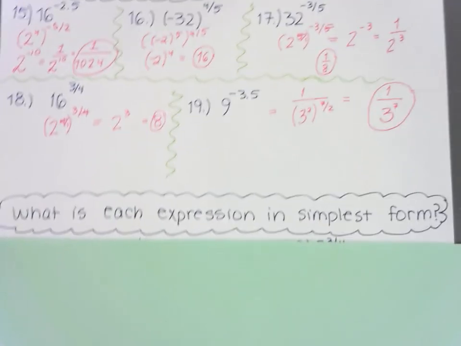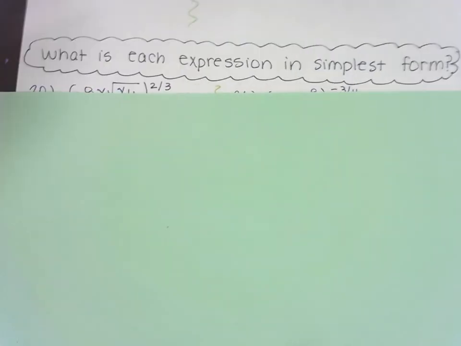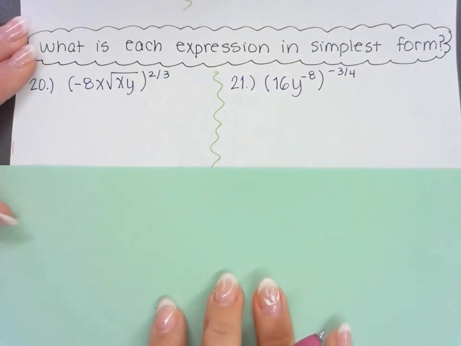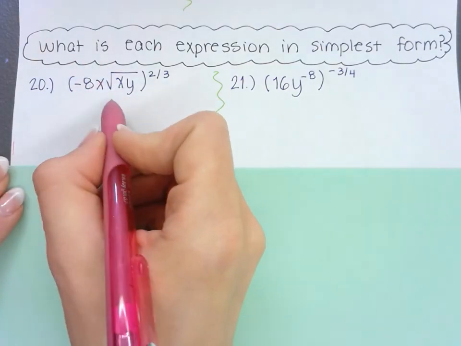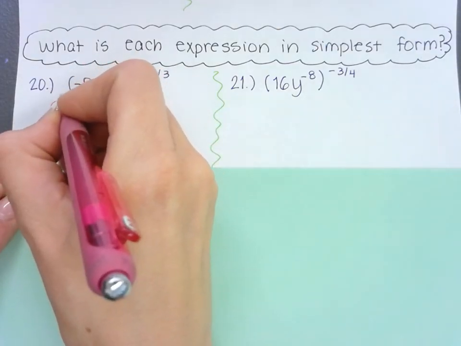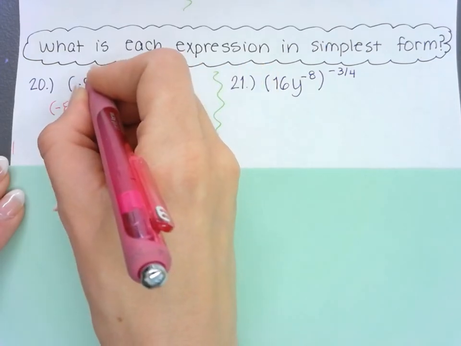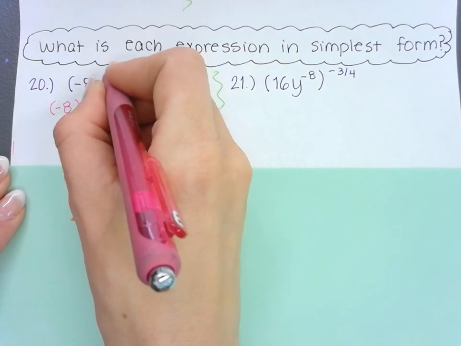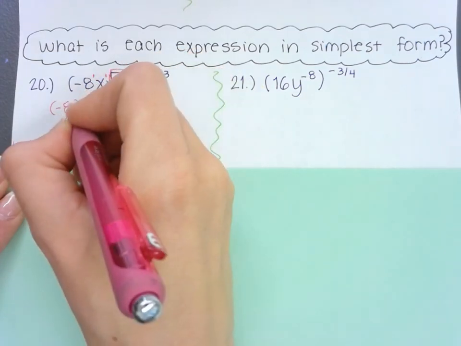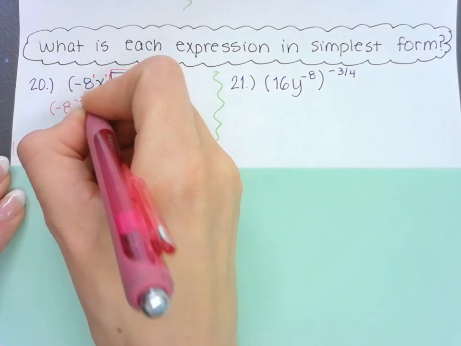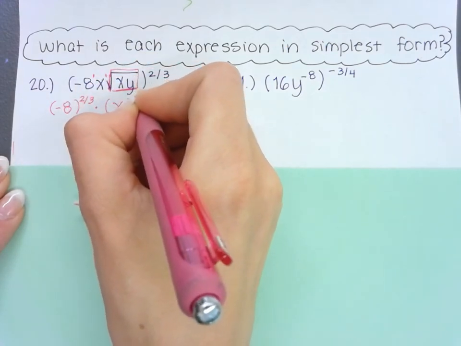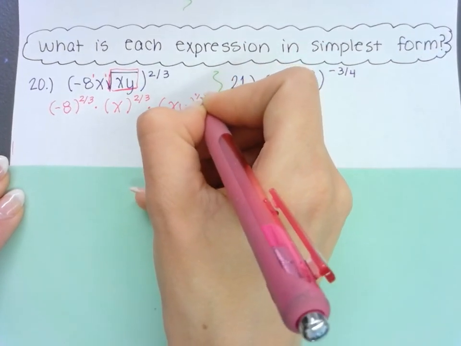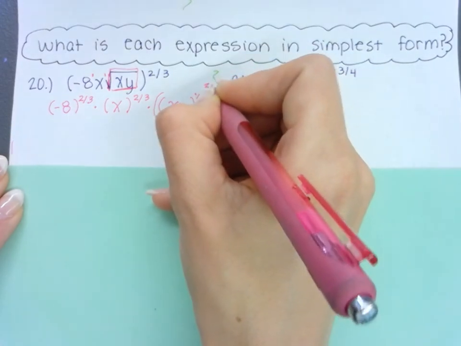Next, what is each expression in simplest form? Now we're combining variables and constants, all right? Everything needs to be handled right now. Negative 8, this power goes to everybody. It goes here, and it goes here, okay? To all of these expressions. So negative 8 to the 2/3 times x to the 2/3 times xy to the 1/2, to the 2/3.